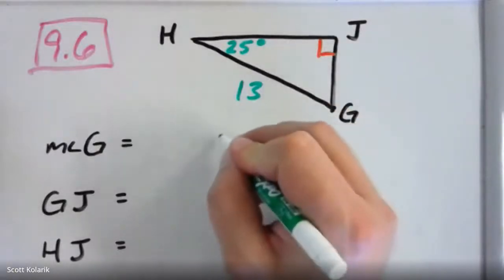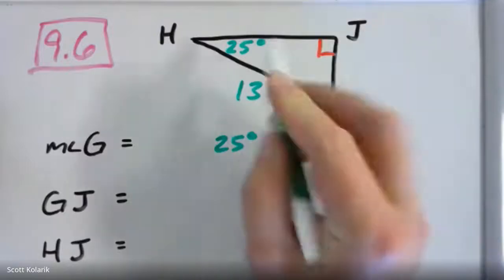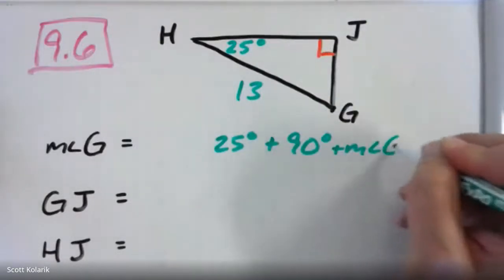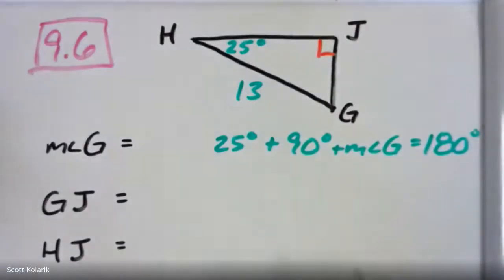So the work for that would be like me saying, all right, 25 degrees plus that 90 degrees. Those are the 2 angles I know here. Angle G is the one I'm solving for. But all 3 of them together have to add to 180 degrees. That's the Triangle Sum Theorem.